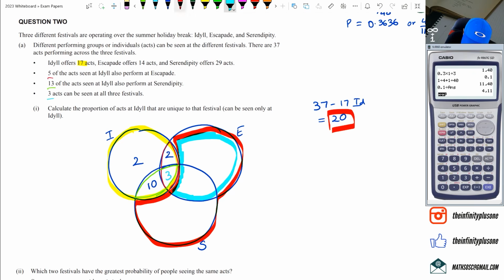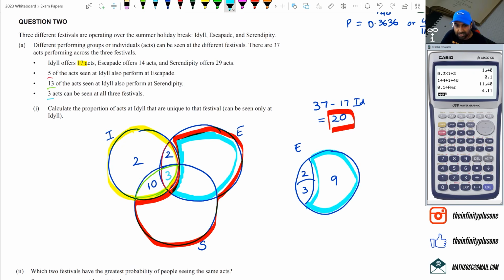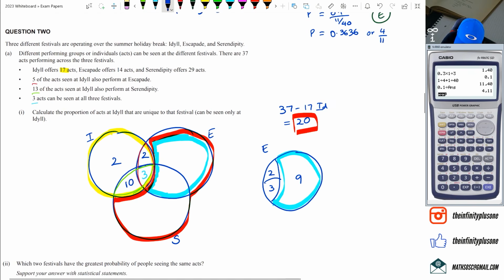Now E had 14 acts. The whole of E had 14. So I'm just going to do this separately here. This is going to be 2, this is going to be 3, and this blue semi part of a circle is going to be worth 9. And we're going to repeat the same step for S as well.